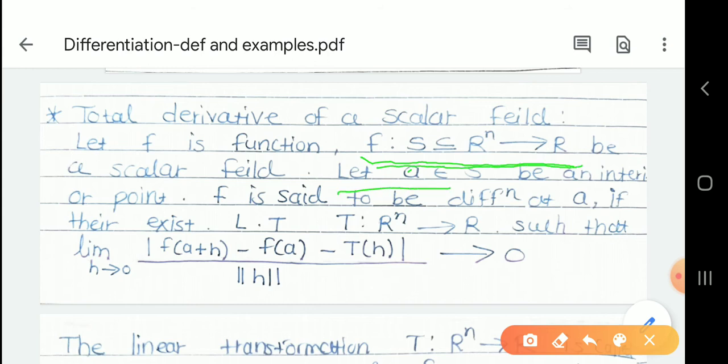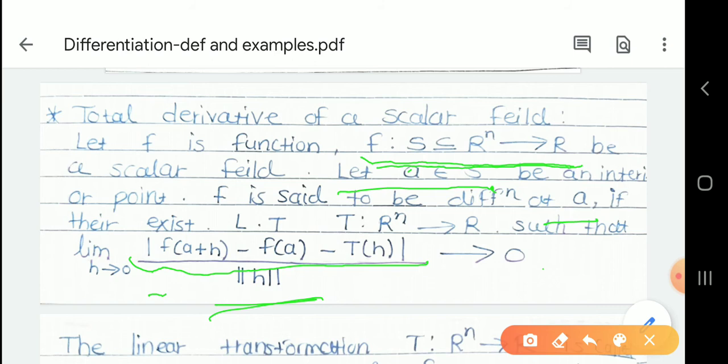Let A belong to S. That means A is a point of S. A is a point in Rn, an interior point. f is said to be differentiable at that point A if there exists a linear transformation T defined from Rn to R such that limit h tends to 0, modulus of f of a plus h minus f of a minus T of h upon norm h tends to 0.